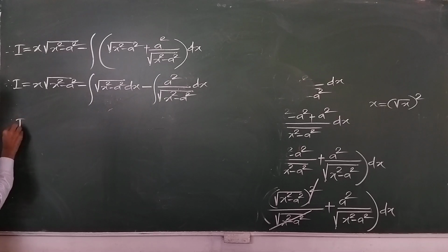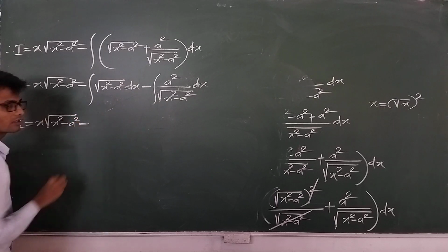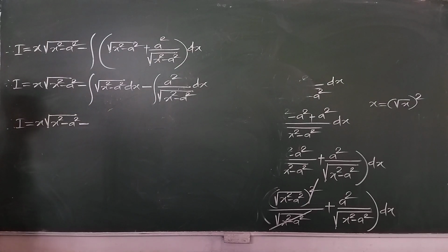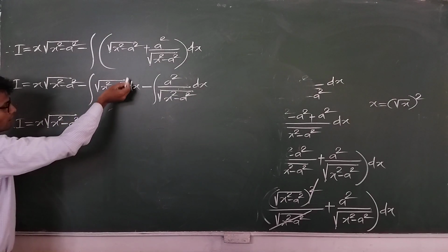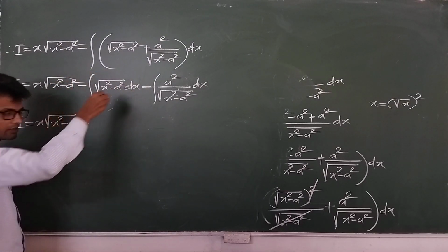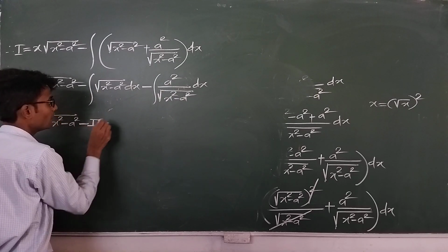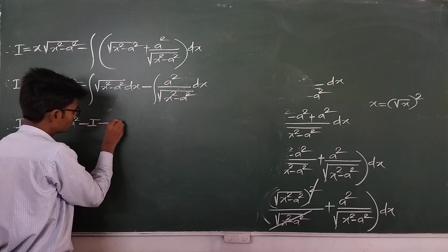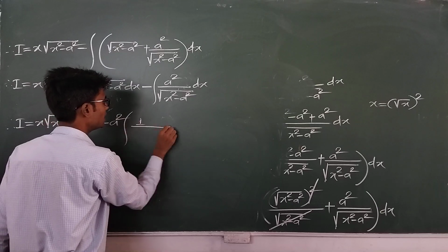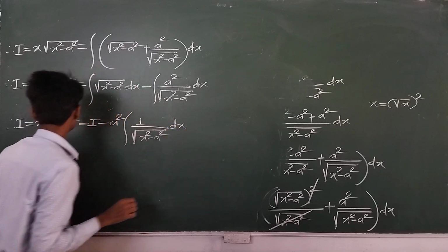So I'll write I is equal to x into square root of x square minus a square minus, see, integration of square root of x square minus a square into dx. At the beginning we took this value aside, so I'll write in place of this, I minus a square, the constant, you take outside, and after that you write integration of 1 divided by square root of x square minus a square with respect to x.